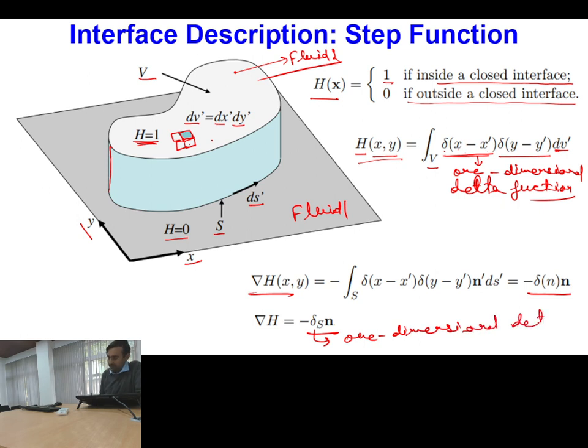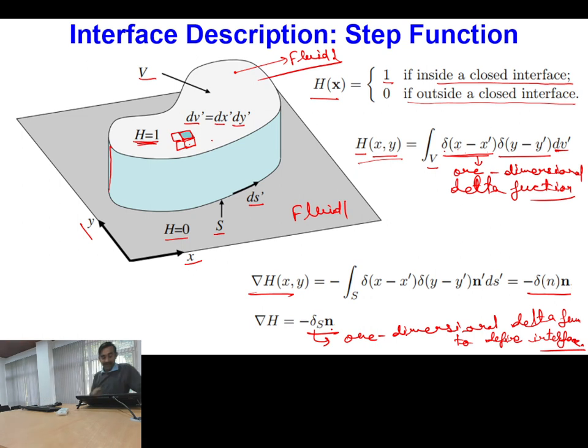Where delta s is again nothing but the one-dimensional delta function to define the interface. What is the meaning of this? When I am writing delta s, it means the value of delta s will be equal to 1 only when I am calculating it on the surface. But if I calculate it at any point other than the surface, then its value will be equal to 0.